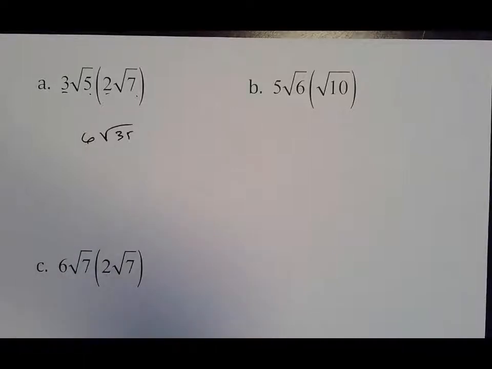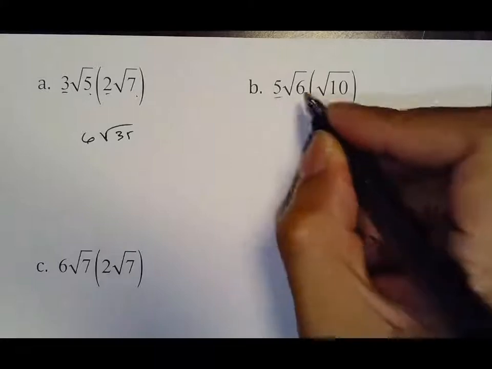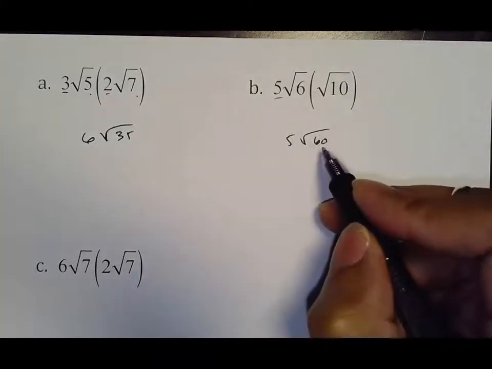49 is too big, so that is simplified. 4, 9, 25, 49. Check those numbers. Here, when you do 5 root 6 times root 10, the only outside number is 5, but 6 and 10 make 60. Does 4 go into 60?